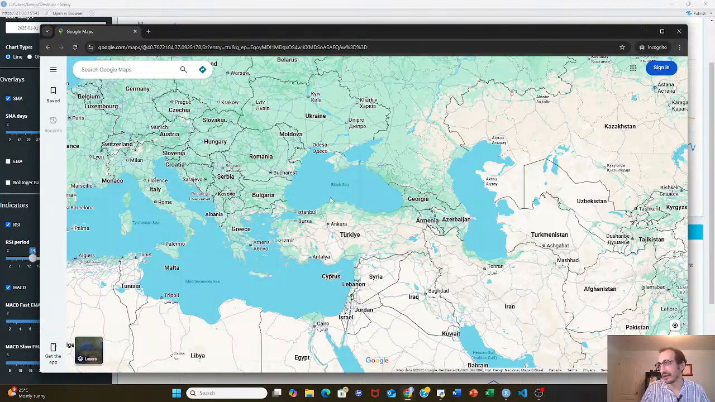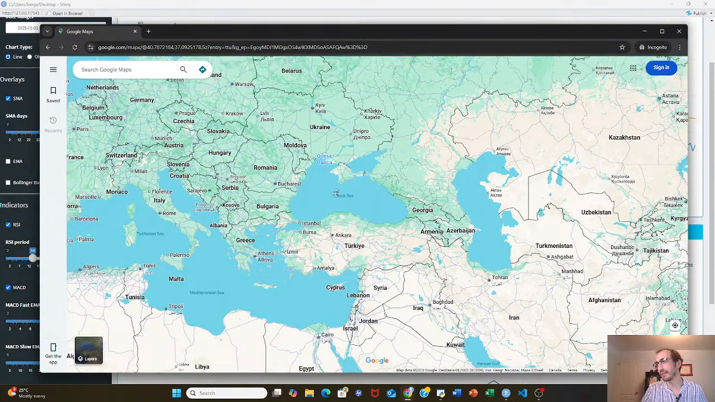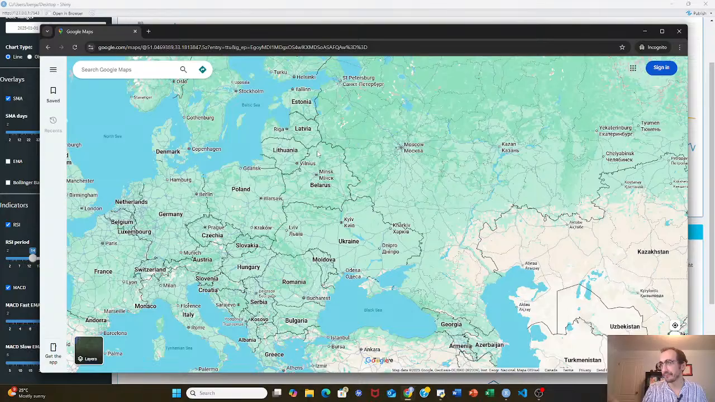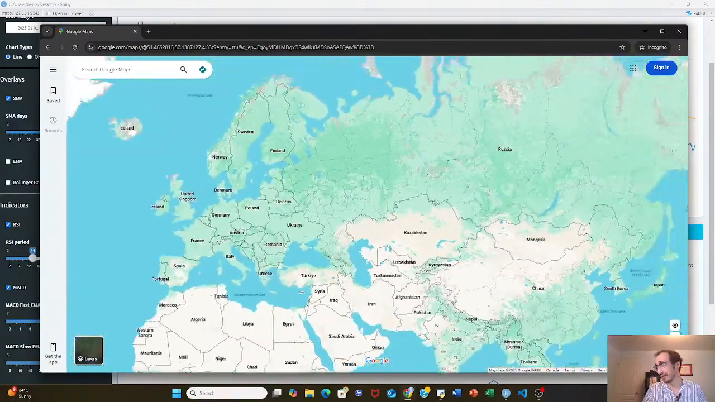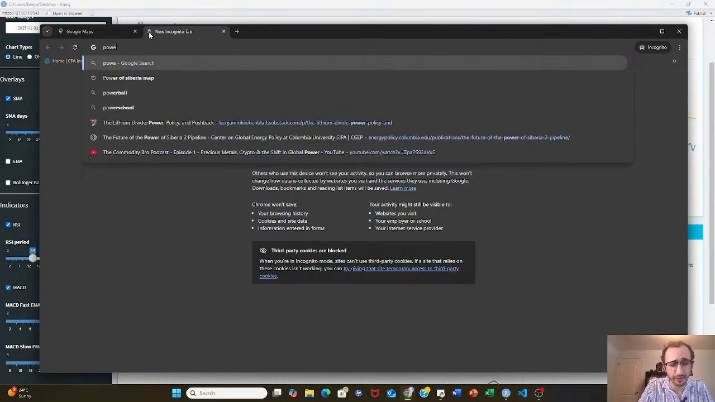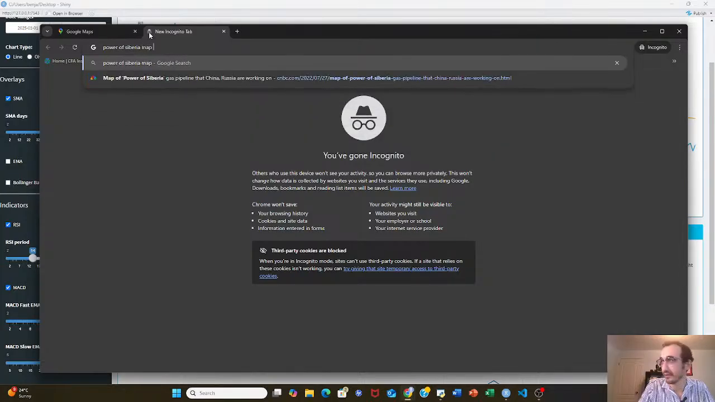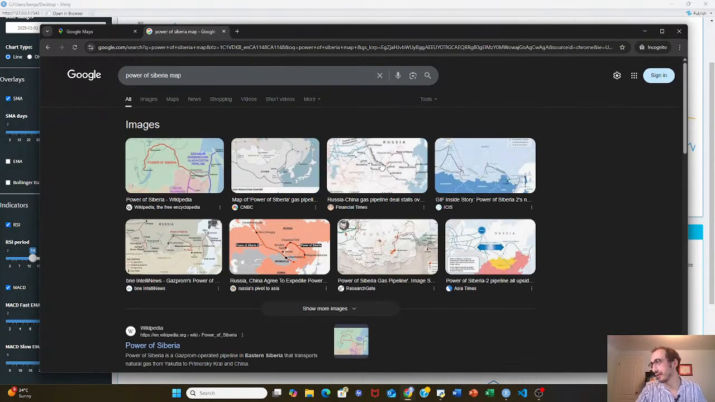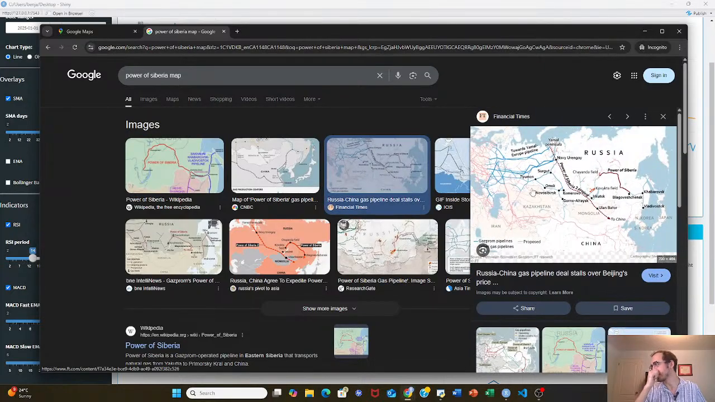And then again the energy that's passing through there. More than that, I know Europeans would buy pretty much all their natural gas from the Russians, and now what's affected the natural gas market is, I'll show you, the Power of Siberia pipeline. Essentially the Chinese and the Russians have built this pipeline here. Let's find a better map. Google Images.